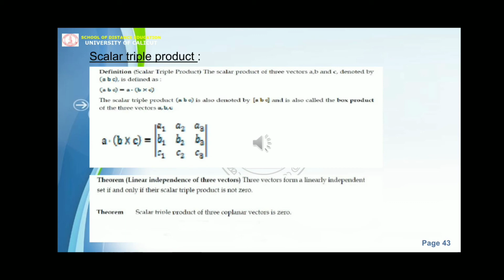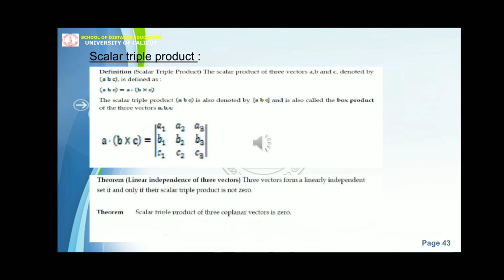The next operation is scalar triple product. The scalar triple product of three vectors A, B and C is defined as A dot B cross C. So in order to find the triple product, just have to find the determinant of the matrix A1, A2, A3 and B1, B2, B3 and C1, C2, C3, and the determinant of this matrix will give the scalar triple product of A, B and C.